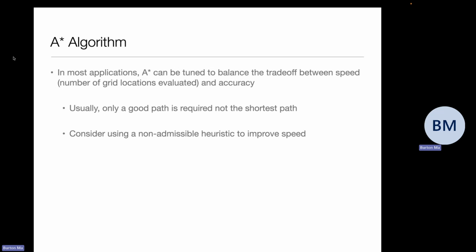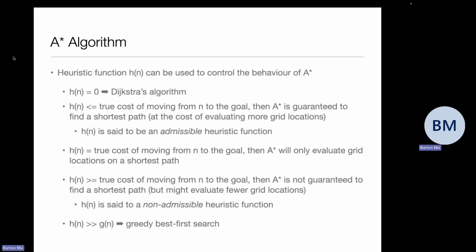So what that means is that when you're using A star, you can consider a non-admissible heuristic to improve the speed. In other words, it might be better to choose a heuristic that overestimates the cost to the goal. In other words, make it behave more like greedy best first search.